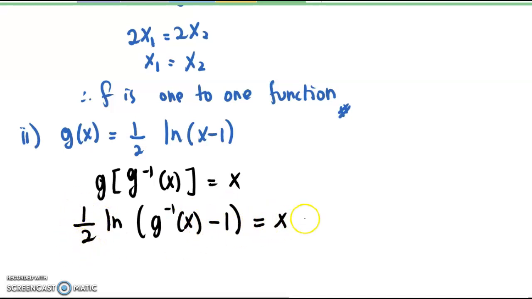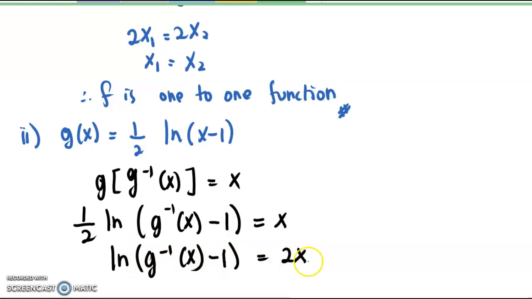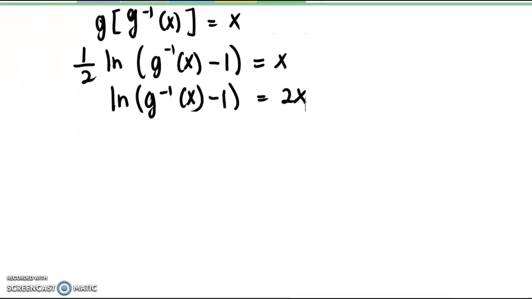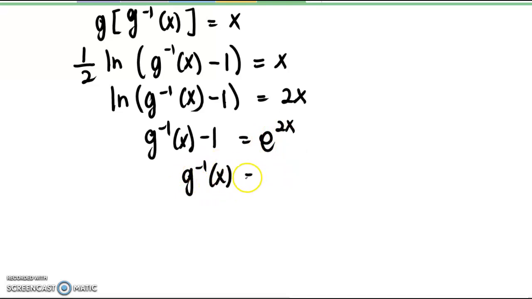1 over 2 ni you bring 2 to the right. So we have ln g inverse minus 1 equals 2x. Okay, sekarang nak hilangkan ln. Kita pindah sebelah jadi eksponen. So g inverse(x) minus 1 equals eksponen 2x. So g inverse(x) equals eksponen 2x plus 1. So make sure nak cari inverse guna cara ni sahaja. Jangan guna cara lain.